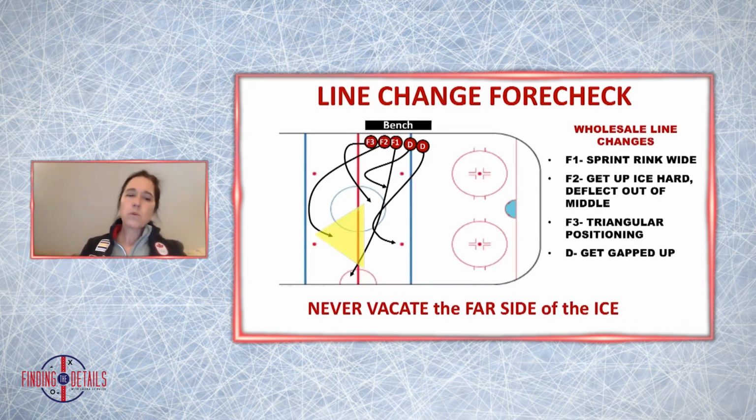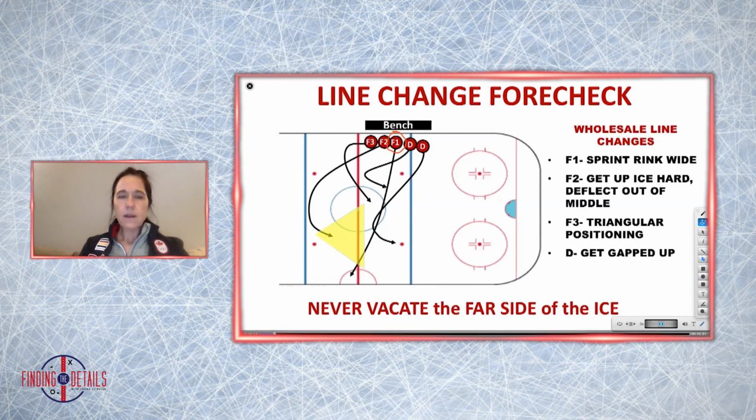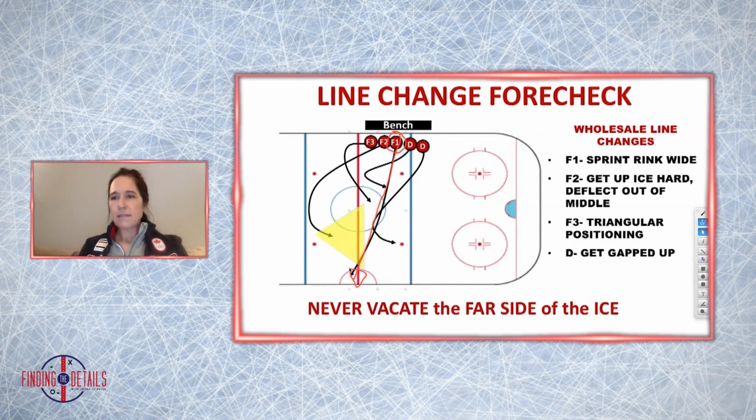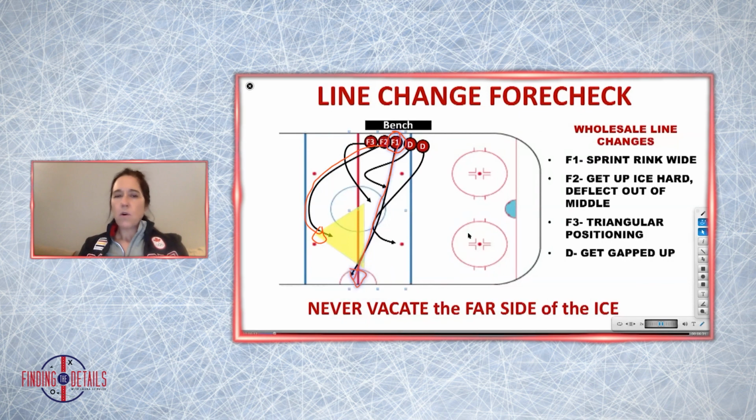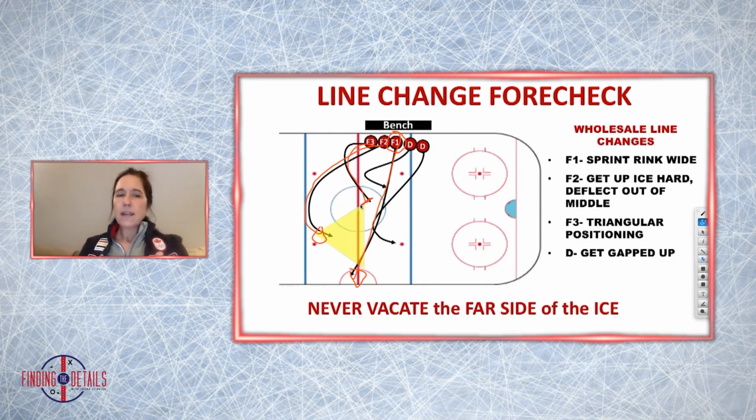Well, if our number one rule was to never vacate the far side of the ice, then our first forward out, our F1 here, their responsibility was to go straight across to the far side of the ice. Our second person's responsibility was to angle and steer the play out of the middle of the ice and in towards our F1 over here. And our third person that stepped on the ice was going to come in through the middle into good triangular positioning between F1 and our F2. And that's that yellow triangle here.